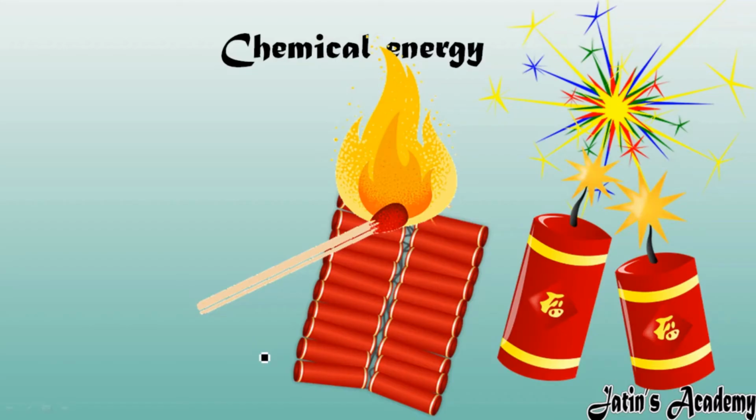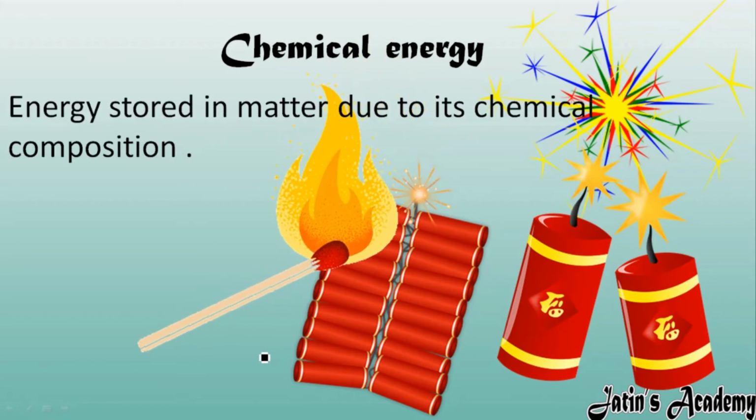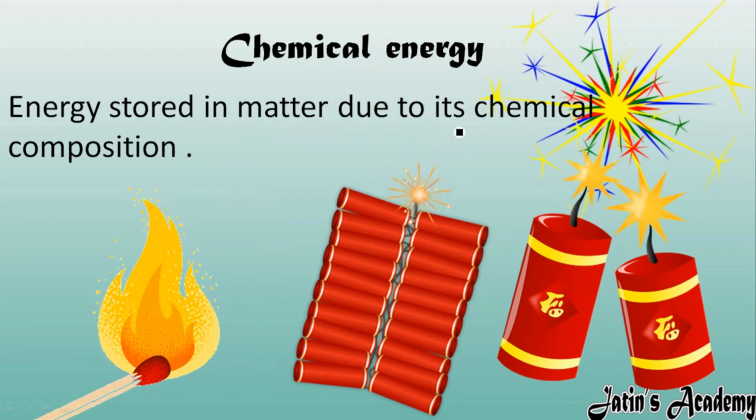Fine. Next we have the next kind of energy, that is chemical energy. So what do we mean by chemical energy? See the definition first carefully. Energy stored in matter due to its chemical composition. Whenever we rub a matchstick, some kind of chemicals are stored on its upper side, okay? And when those chemicals show friction with the matchbox, due to that friction the chemicals start releasing some kind of energy, and that energy is known as heat energy.